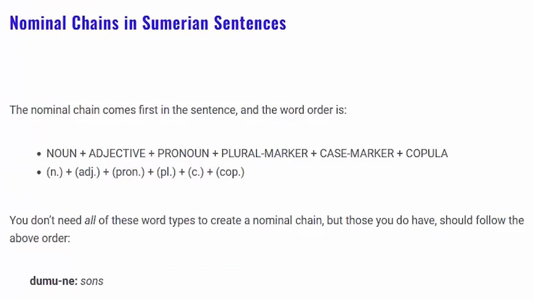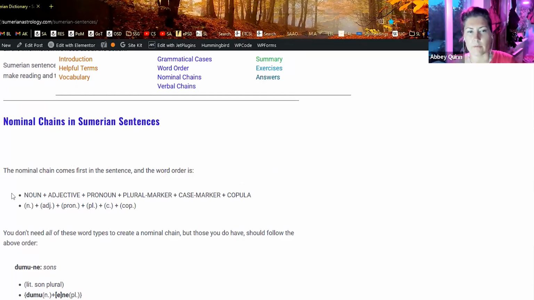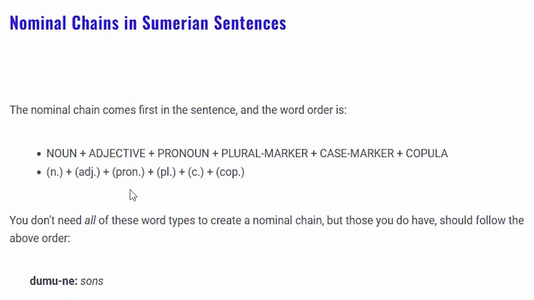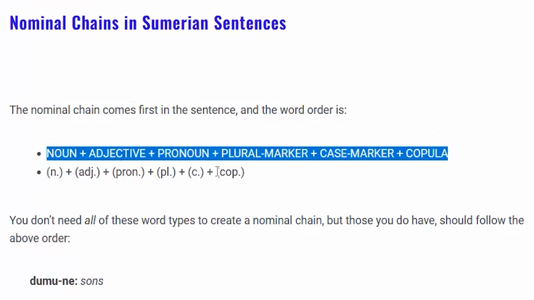Nominal chains in Sumerian sentences. The nominal chain comes first in the sentence, and the word order is the noun, then the adjective, then the pronoun, the plural marker, the case marker, and the copula. If they have these things, they might not have a lot of these. And I just abbreviated them down here for you because this looks intimidating. This not quite as much.